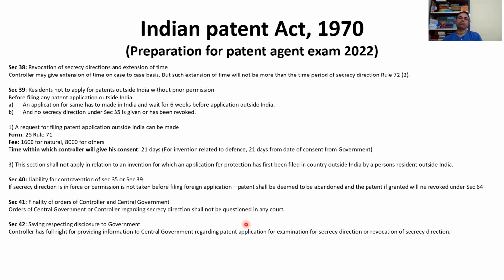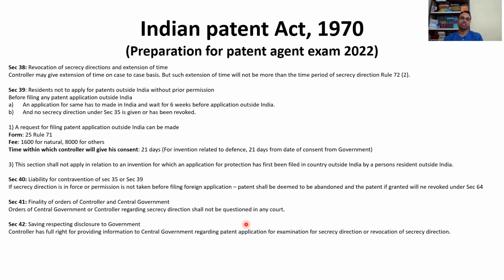So you lose the patent if either the government, the controller, or any third party comes to know that this has been done, then your patent will be revoked. So you lose all the rights as a patentee. So Section 40: liability for contravention under Sections 35 and 39 is given in Section 40. So this kind of question can be asked. You can expect questions directly. They will name a certain event and ask in which section this event is mentioned.